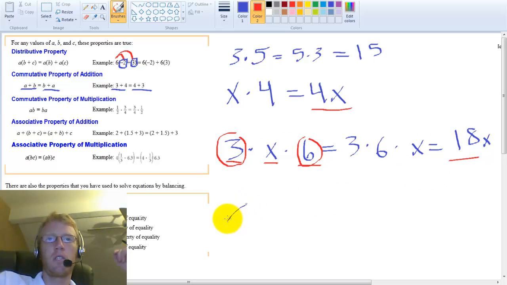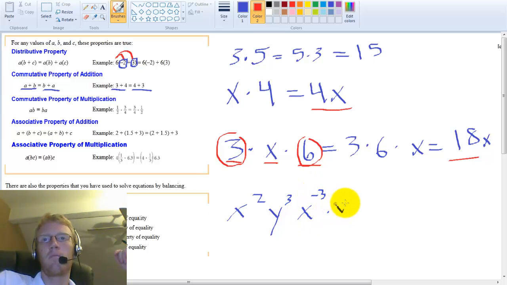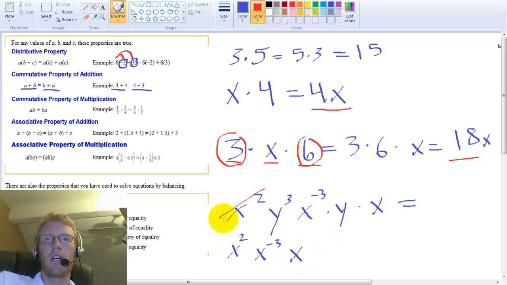Okay, what if you have all variables? x squared times y to the third times x to the negative third times y times x. Okay, the order of all of these can be interchanged. So technically, visually you might think, okay, I'm going to put my x's first. So I'm going to write x squared, then I'm going to write x to the negative third, then I'm going to write x. So that guy's taken care of, that guy's taken care of, and that guy's taken care of. Then I'm going to write times y to the third times y. So that guy's taken care of, and that guy's taken care of.